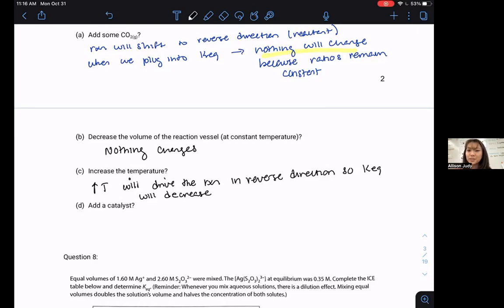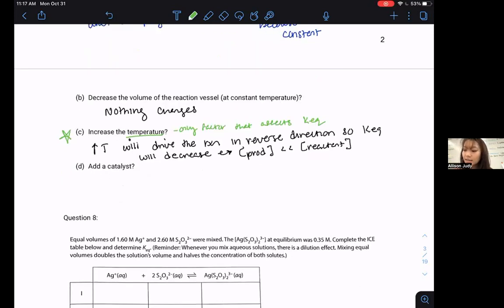As my product value becomes less and my reactant value becomes greater. So mathematically, we see that the product concentration becomes less and less over time than the reactant concentration. That's my little arrow. So don't be tricked. Remember, only temperature can actually affect KEQ. Only temp is the only factor that affects KEQ. Even adding a catalyst will not affect, no change, KEQ.